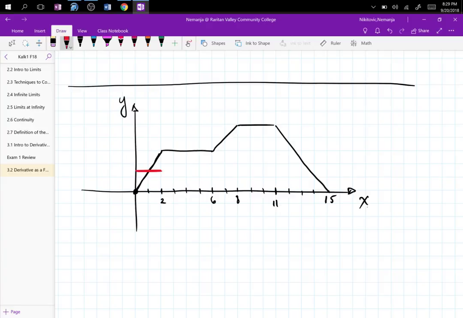What's happening between 2 and 6 minutes? 0. Because it's constant. So 2 to 6 is 0. What's happening next one? 1. What's happening next one? 0 again. And how about for the end? It drops down 1, 2, 3, 4, 5, and it goes forward 4. Good effort. Negative 5 over 4, good.